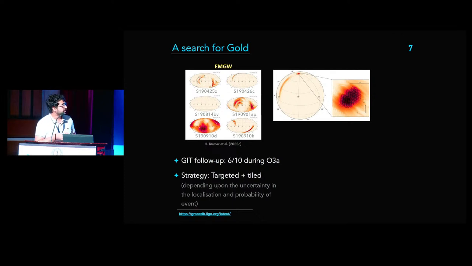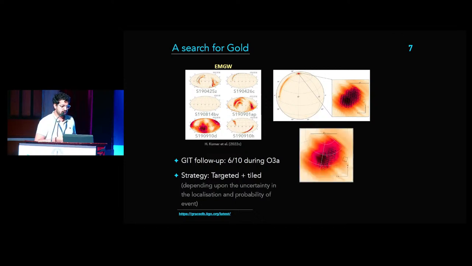So for example, in this one there was a bright patch very near to the North Pole, which we went into and formed tiles and looked into the different targets, different transients that were popping up within this region. Although we didn't find anything for this event as well as for any other events, and so did the rest of the world. And the question was, what can we do now?